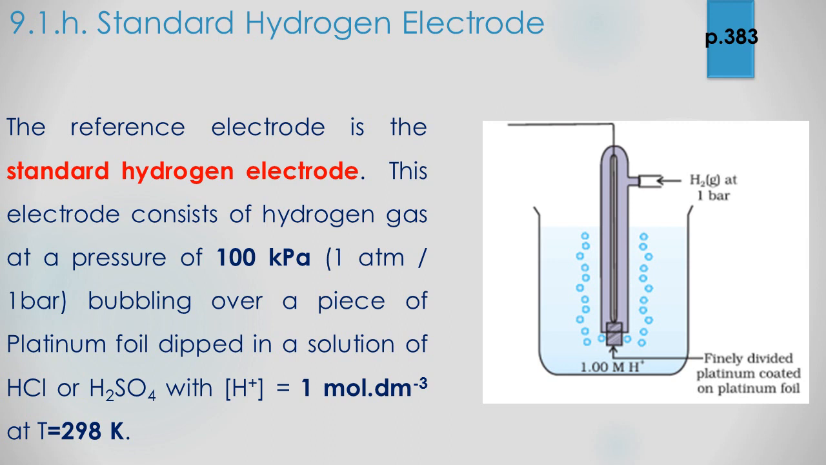Now, of course, in the couple H+/H2, we don't have a metal. So how are electrons going to be conducted? We need to use an inert, unreactive metal. That's why we use platinum.